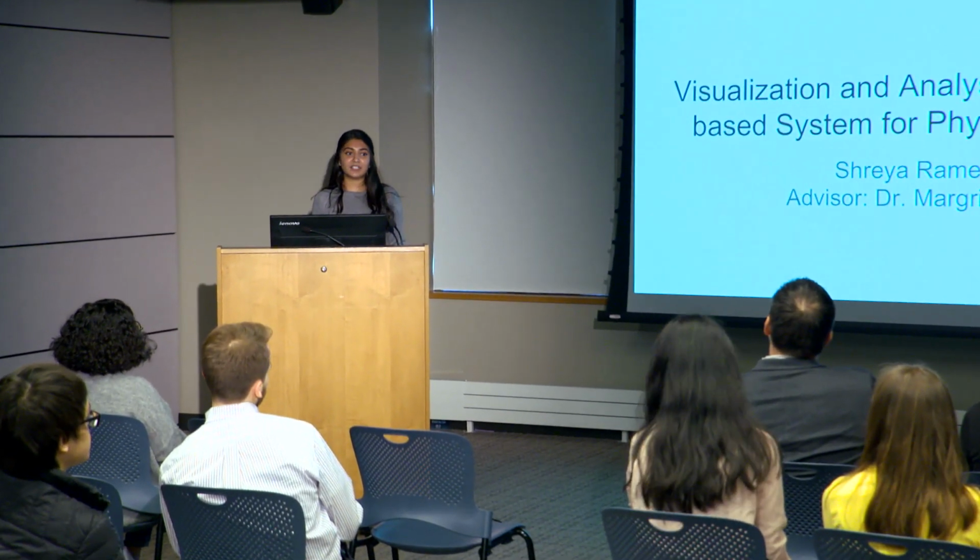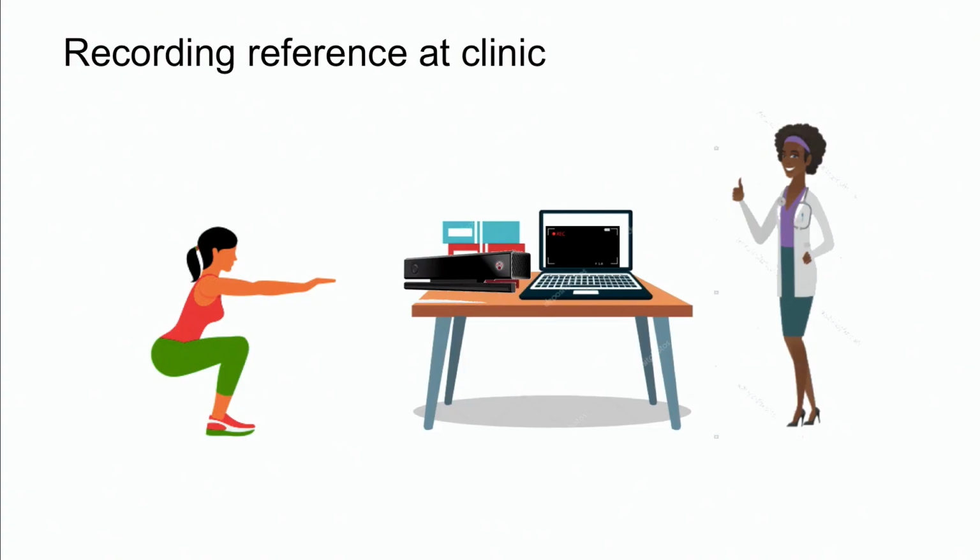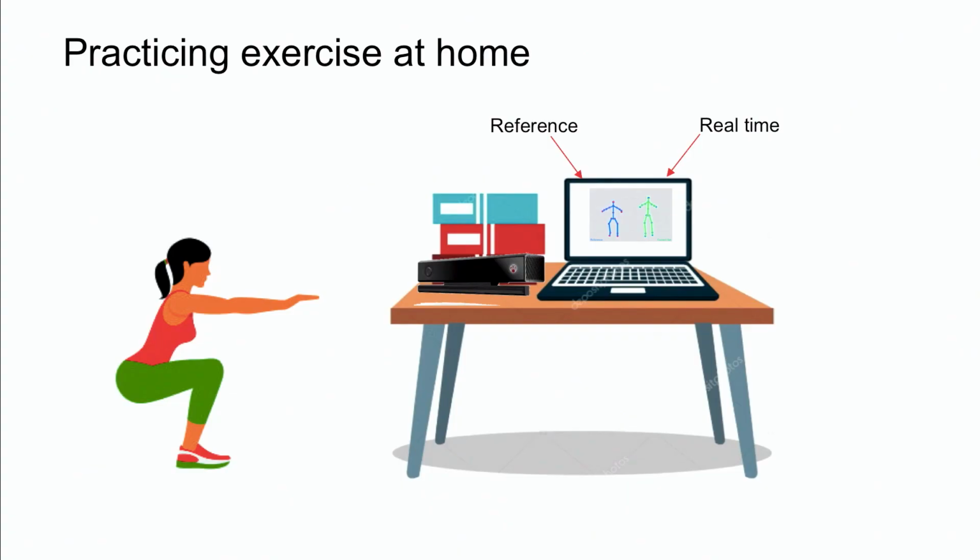So I'd like to start by giving you an overview of how the system that we're trying to build actually works. So this is how the workflow would go. A physical therapy patient would come into the clinic and have their exercise recorded, under the supervision of their physical therapist. And this would be the gold standard or the patient's personal best of that exercise. Then the patient will go home and record and practice the exercise with the reference exercise as a model.